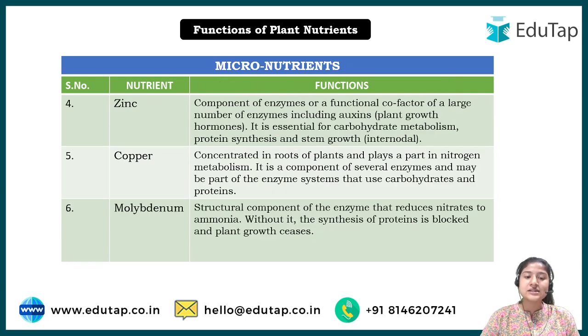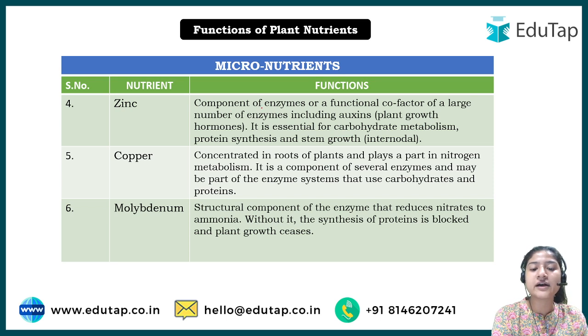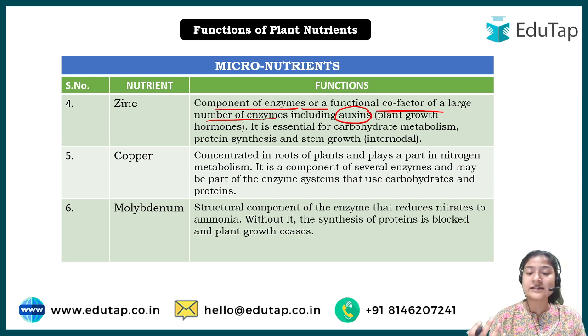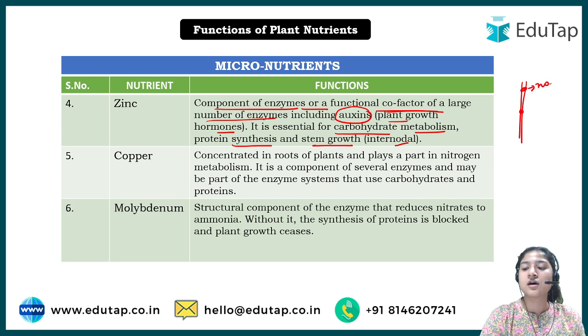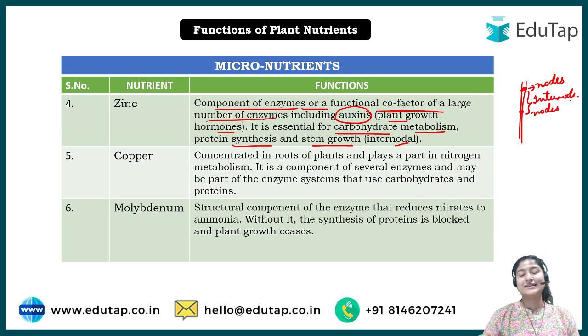Next comes zinc. Zinc is a component of enzymes or a functional cofactor of a large number of enzymes. It is also a part of auxin, which is a plant growth hormone. It is essential for carbohydrate metabolism, protein and internodal stem growth. What is internodal? You must have observed in stems there are a few points like this. These are called nodes. So internodal means between two nodes, that is known as the internode. So zinc helps in this internode.